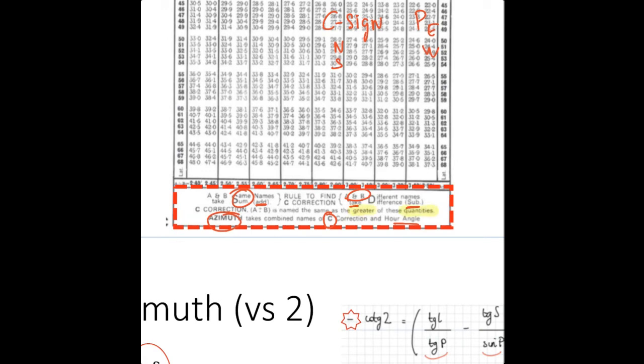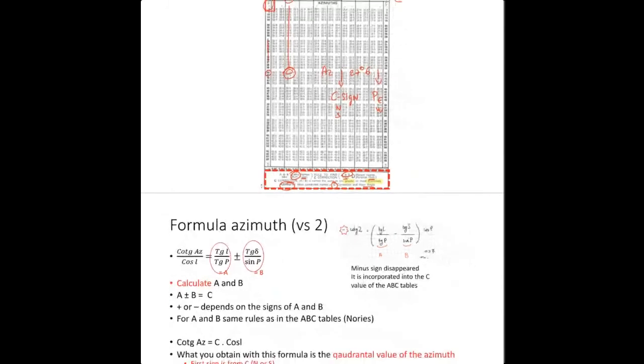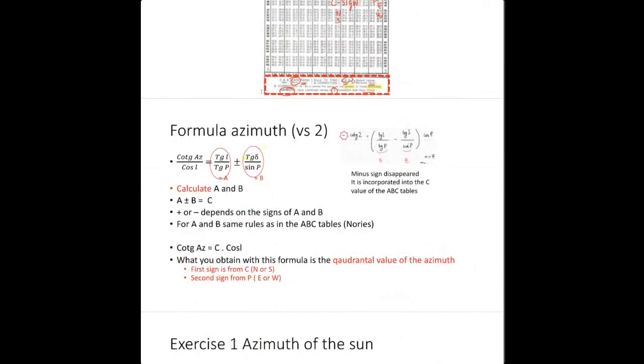So I suggest again that you take your Norie's with you, and that you try to look this up yourself. Okay, so we first had a way of calculating an azimuth with the complicated formula. Then we have the ABC tables, and then we can make a combination of both. Okay, we know that this is our formula.